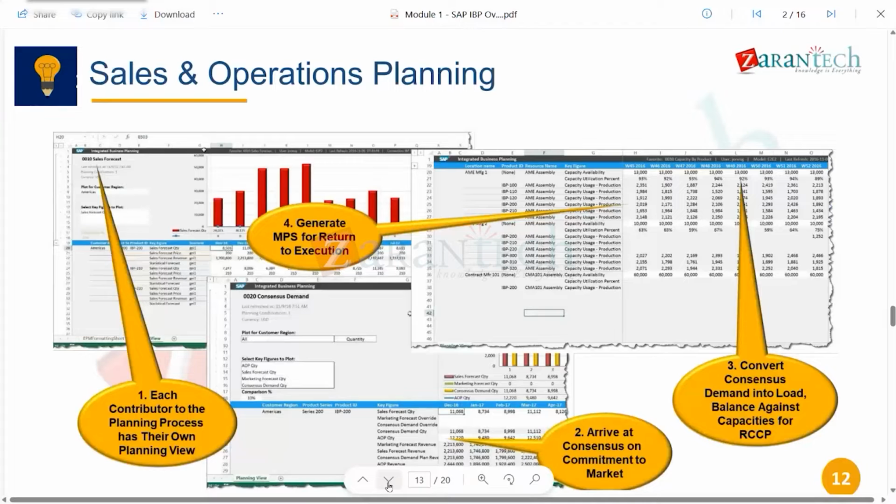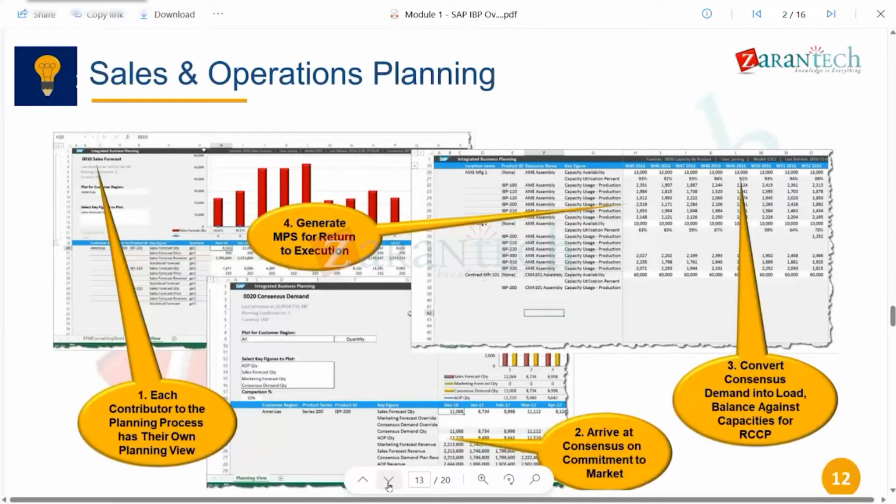So in the initial stage, each contributor to the planning process has their own planning view. Basically each planner defines his views, how they want to see the tool. So when we get into the tool, we will check how to design the tool so that you can get into it faster and you can see what exactly is of your interest.